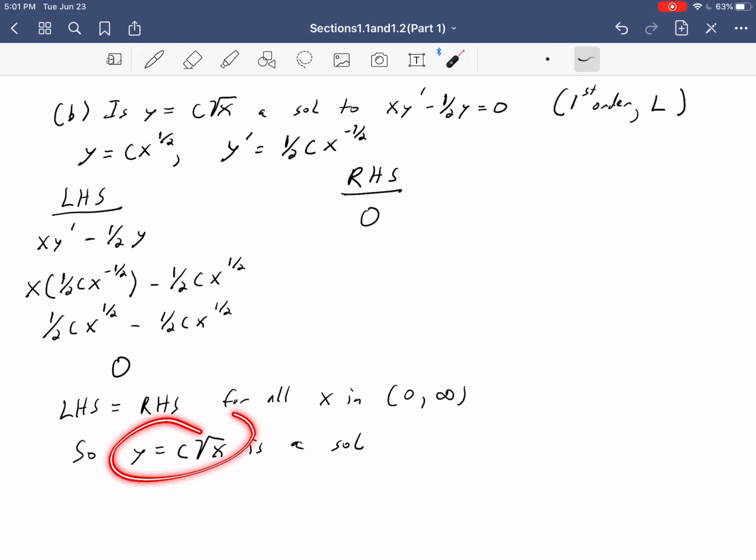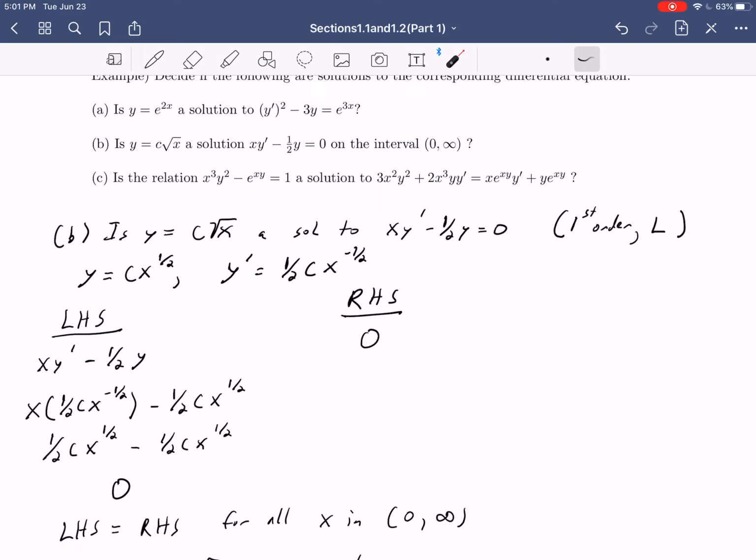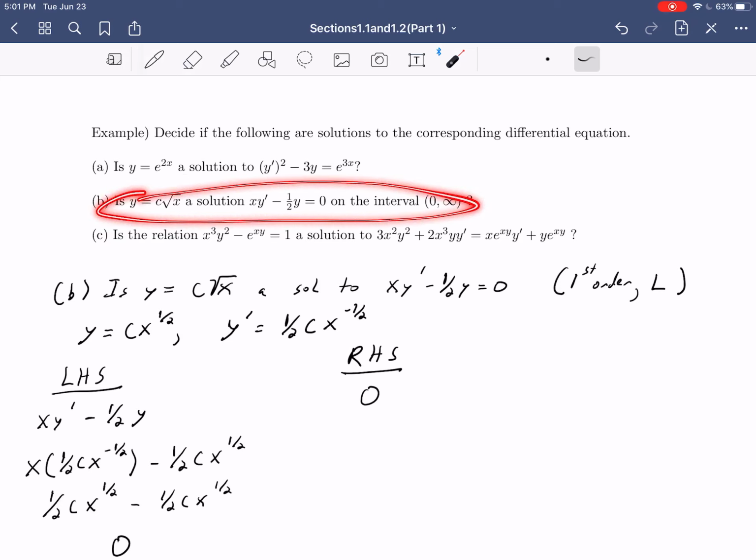So that means this entire family of functions, y equals c times root x, it doesn't matter if we do 2 root x, 10 root x, pi root x, negative 16 root x, all of those will be solutions to this differential equation. Again, we don't quite know yet how to arrive at that, but if we are given something and we just want to check whether or not it's a solution, we just plug it in and see if it gives us an identity.